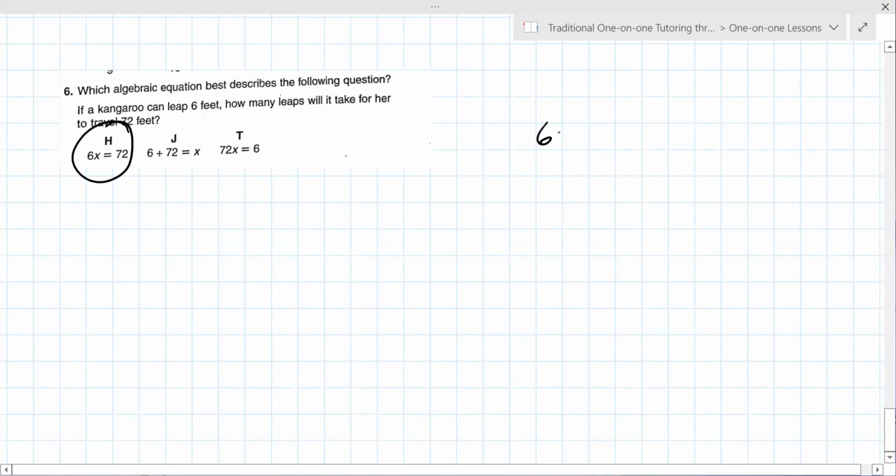So if you were to solve that for x, what would you do? How would you undo this 6 that's in front of x? You divide both sides by 6, and you'd find that x equals 12, or 12 leaps. Okay.